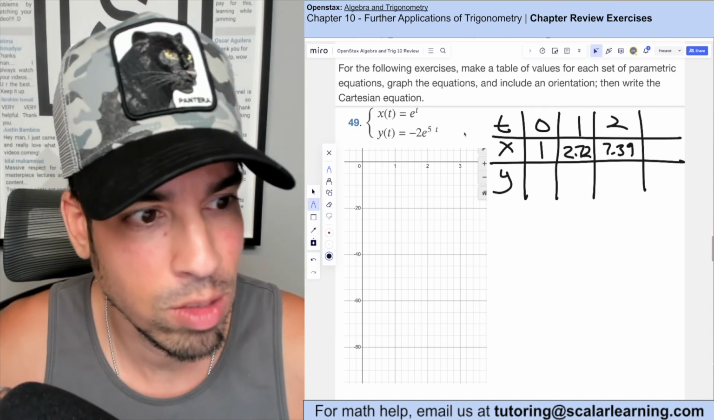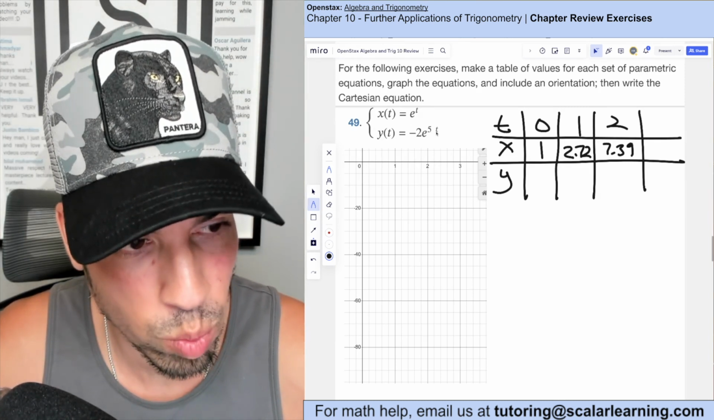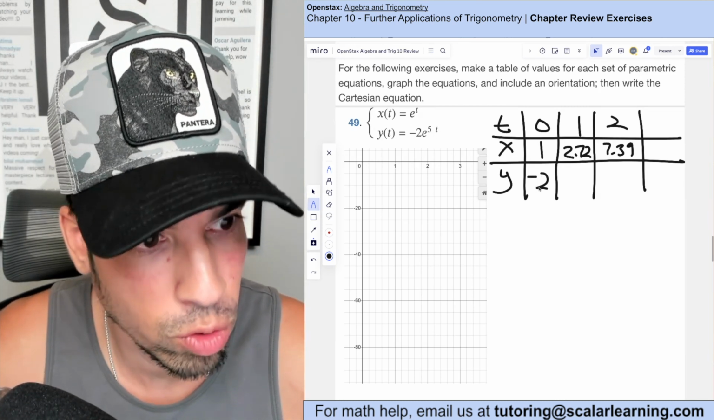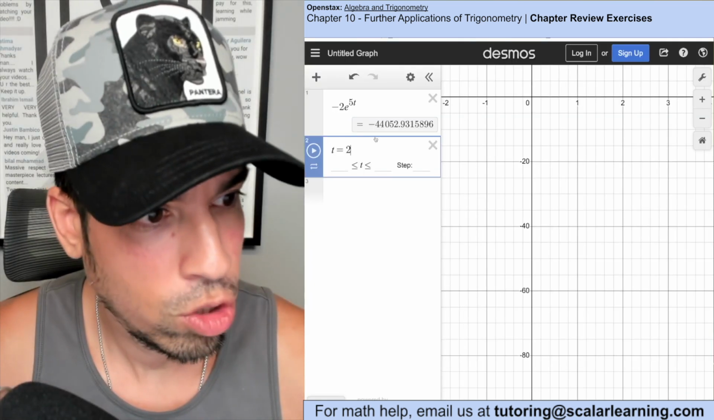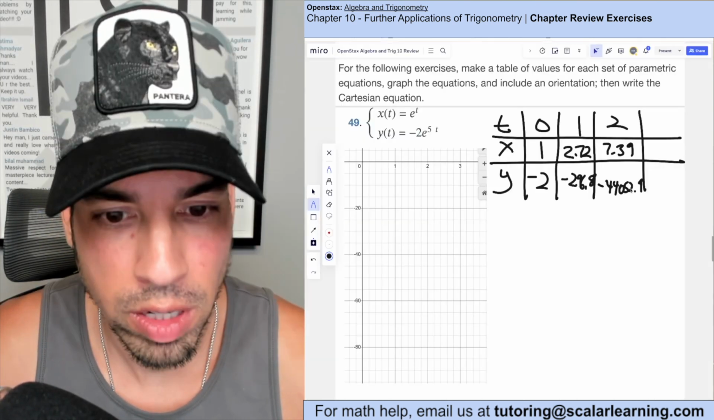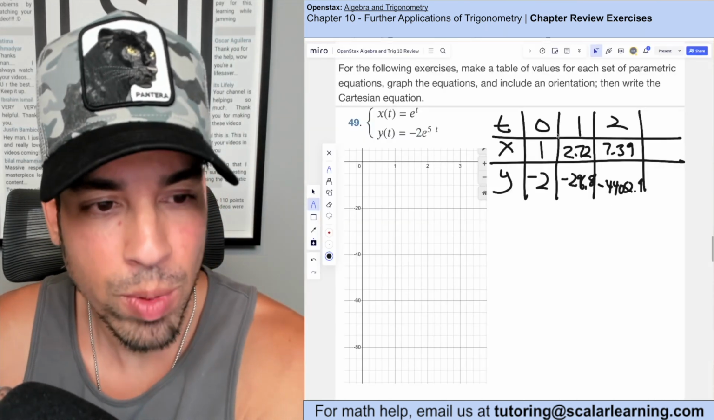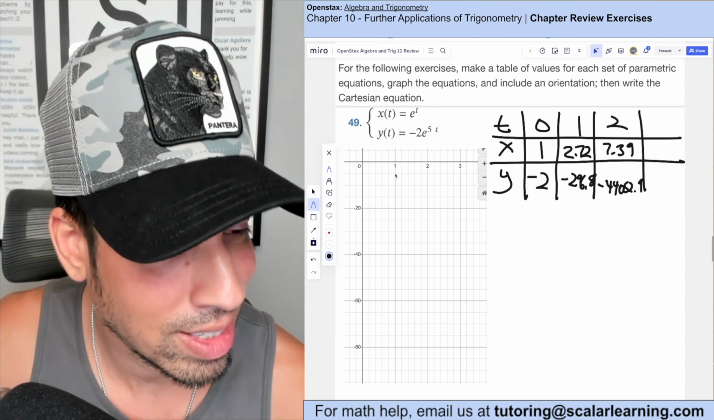And let's do that in Desmos. But first we can do 0 mentally, right? 5 times 0 is 0, e to the 0 is 1. 1 times -2 is -2. When t is 1, we got -296.8. And when t is 2, we got this crazy negative number, -44,052.9. Okay, this one obviously won't fit, right? But we got two other points. We got decent points. So we know when x is 1, y is -2.